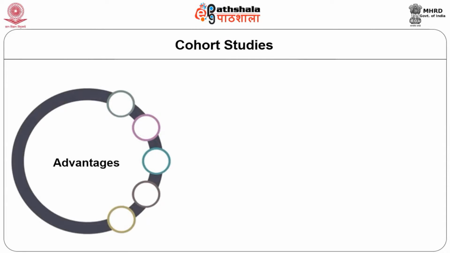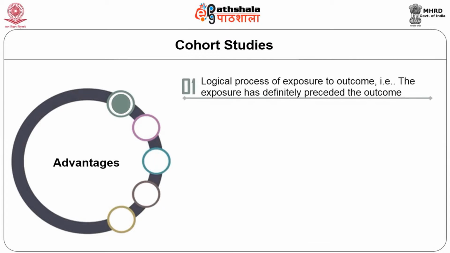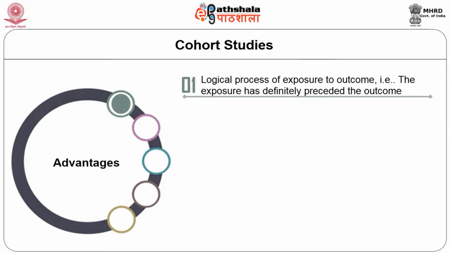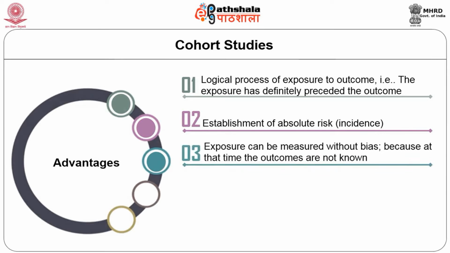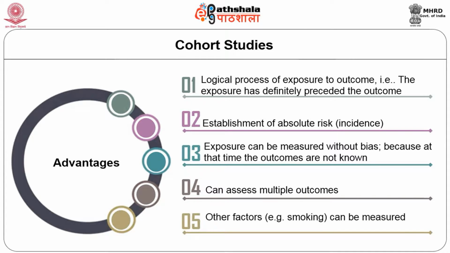So, the advantages of cohort studies: whenever we use a cohort study, it is basically to identify or extract the dynamic changes over a period of time, where you can take different follow-ups at different time intervals and assess what is happening over a period of time. The advantages are a logical process from exposure to outcome, establishment of absolute risk, or what we can call incidence. Exposure can be measured without bias and multiple outcomes can be assessed. There are many factors, for example smoking and cancer, adolescent growth and development, where you can use cohort studies.